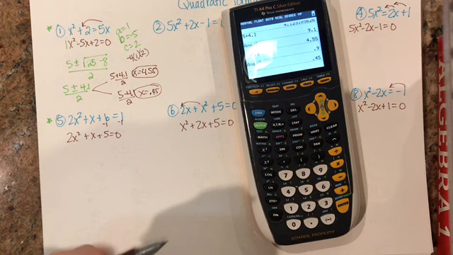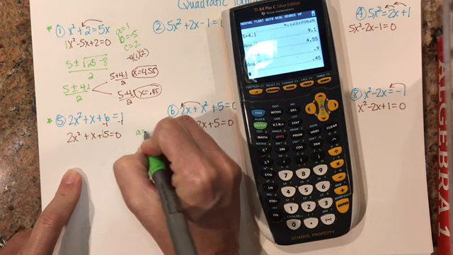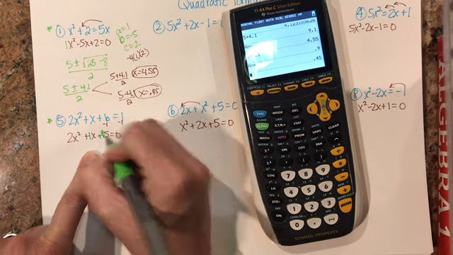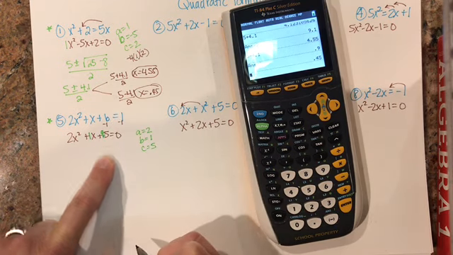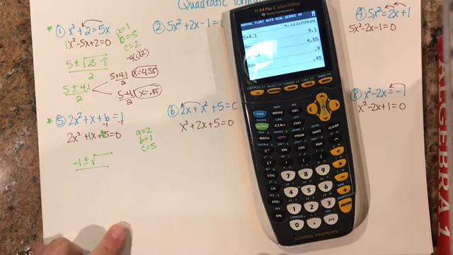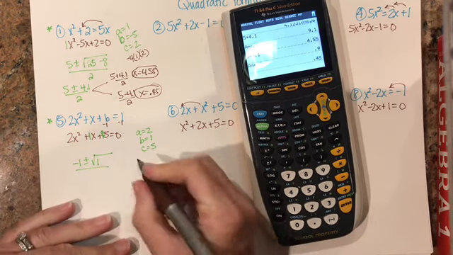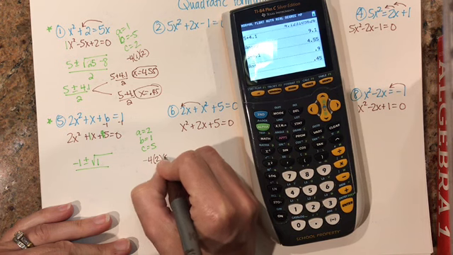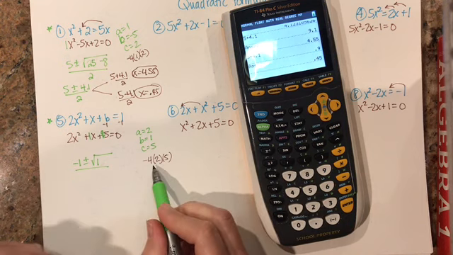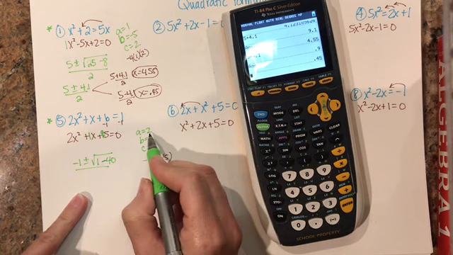Number 5, we have 2x squared plus 1x plus 5. So our A is 2, our B is 1. Oops, I meant to write that one there. And our C is 5. All right, it all starts with -b, plus or minus square root. b squared, 1 squared is 1. Now, -4ac, notice that this is -20, so we're going to write, or no, this would be -40. All right, minus 40, all over 2 times a. 2 times 2 is 4.